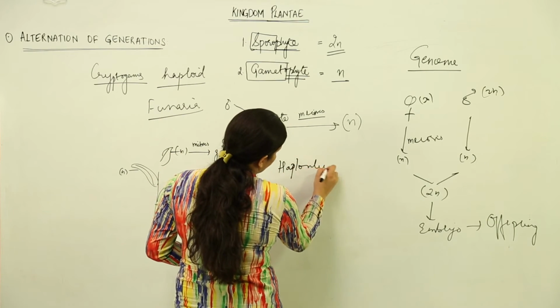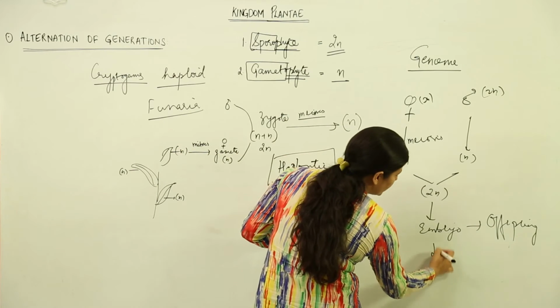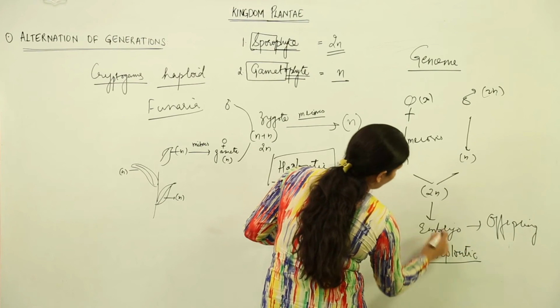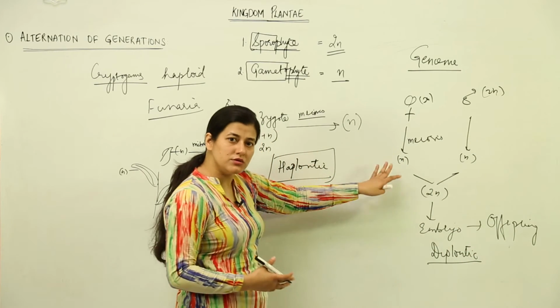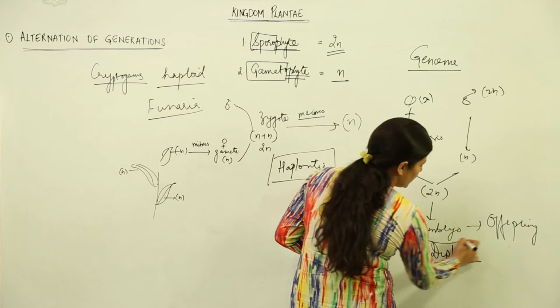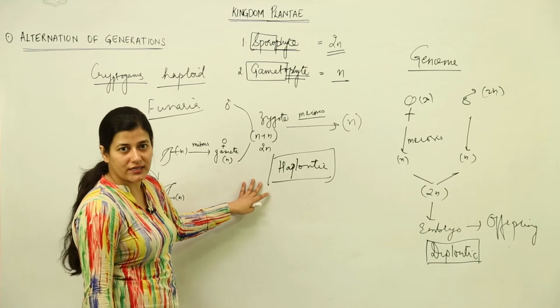Okay, this is diplontic life cycle. Over here I gave you example of human beings. You can use the example of mango plant as well, because that is also having diplontic life cycle. So we have two terms that come across, diplontic life cycle and haplontic life cycle.